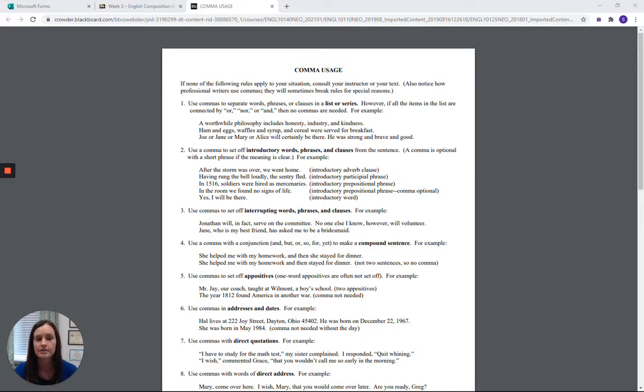Commas are also used to separate introductory words or thoughts from the rest of the actual sentence. So, after the storm was over, we went home. So what's the sentence itself? Well, the sentence is we went home. This is just extra information right here. So we put a comma between it and the real sentence it is describing.